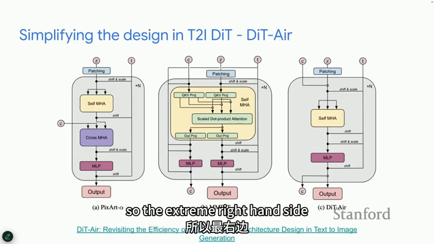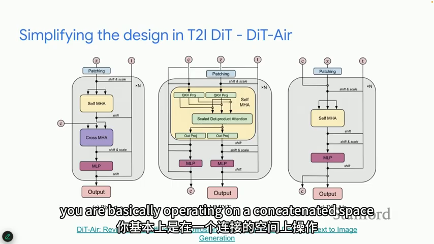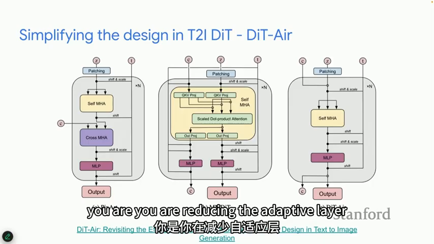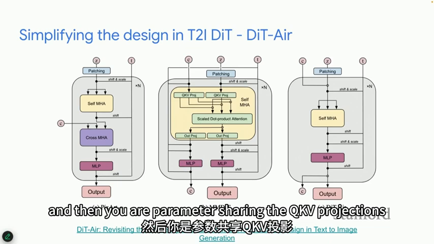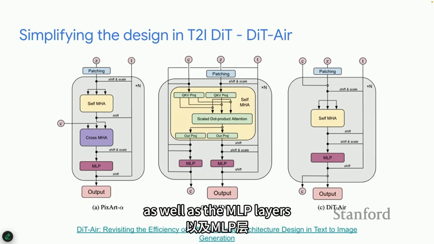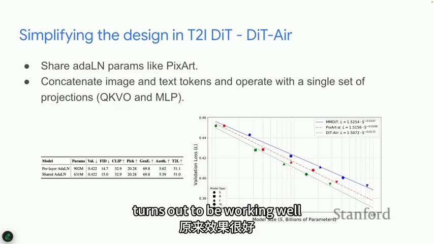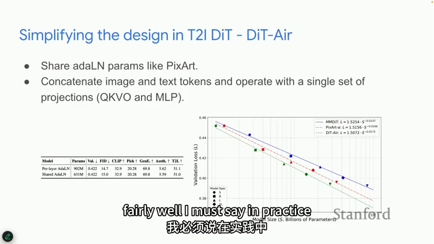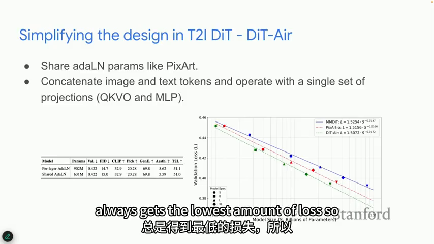The extreme right-hand side is the simplified design that I was talking about. You are basically operating on a concatenated space, reducing the adaptive layer norm parameters quite a bit, and then parameter sharing the QKV projections as well as the MLP layers. And it turns out to be working fairly well, I must say, in practice. The green one is the simplified design, and it always gets the lowest amount of loss.